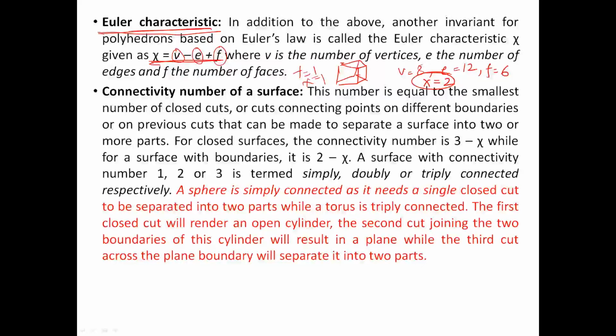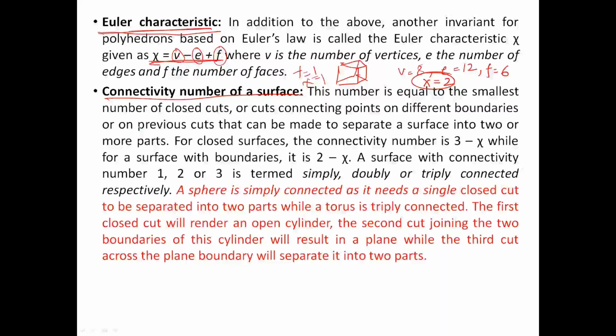Now comes a factor called connectivity number of the surface. Now what is connectivity number of a surface? Connectivity number basically tells you in how many steps or how many number of cuts I can separate that object into two distinguishable objects.